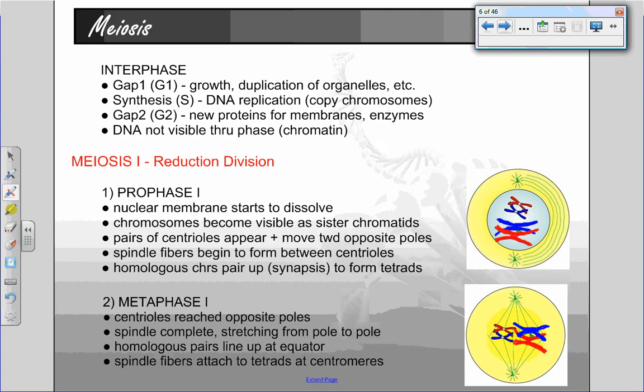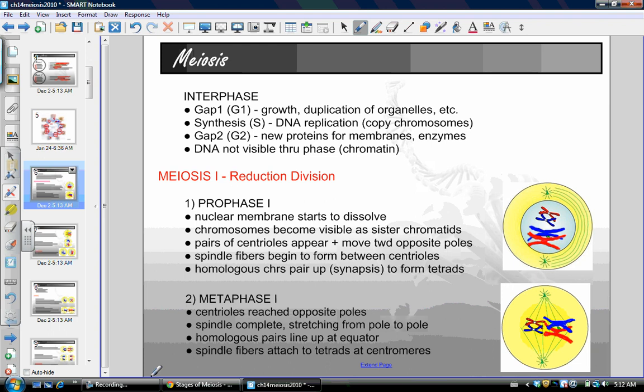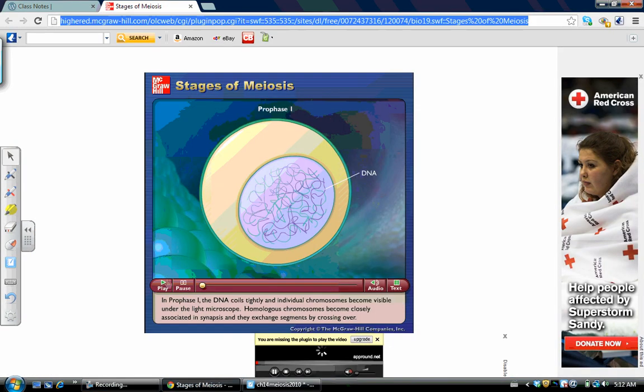So we're going to take a look at the stages. Actually, I'll show you the animation first, and then we'll take a look at the stages in more detail. So hopefully this will show up okay. There's a link for it on the class notes page too, under links. If it doesn't happen to show up as well, you can watch it there.